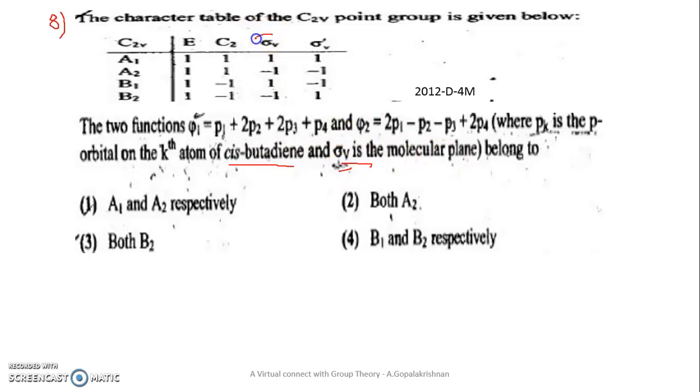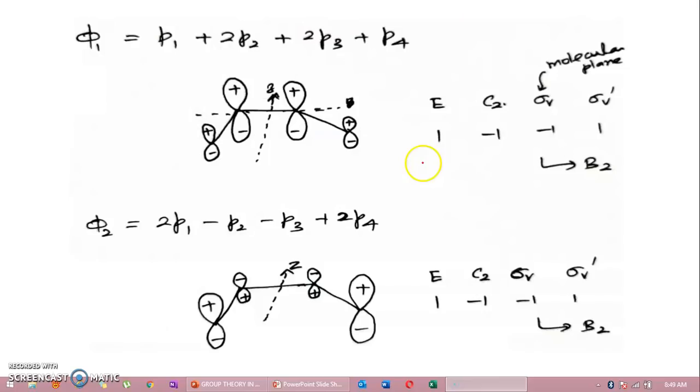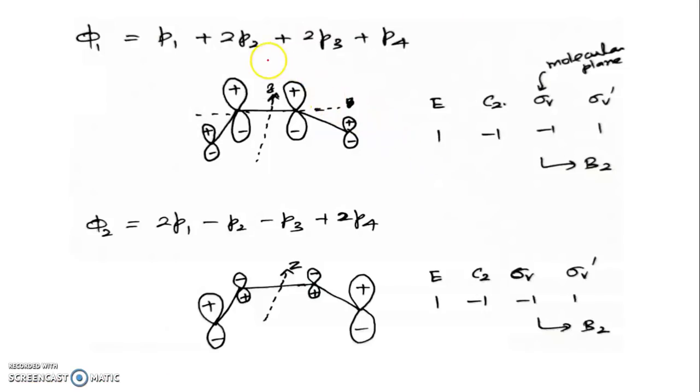So sigma V is the molecular plane. Now we should carry out the symmetry operations of the group in this function, and we should check whether the sign of the lobes changes or not. If the sign of the lobes remains as such, then give +1 for the character. If the sign changes, then give -1 to the characters.